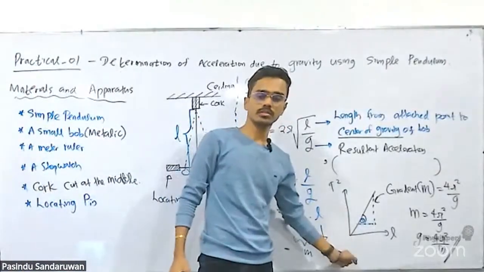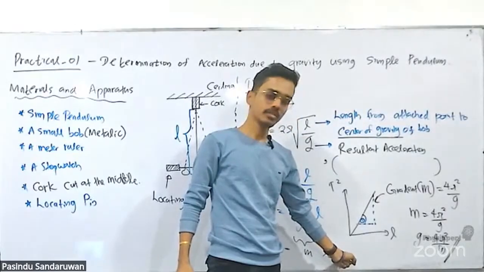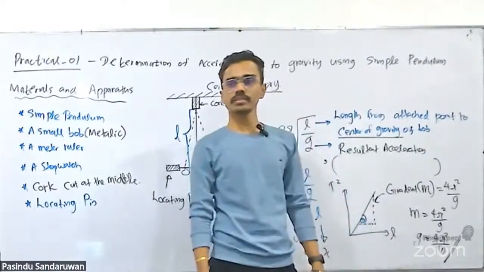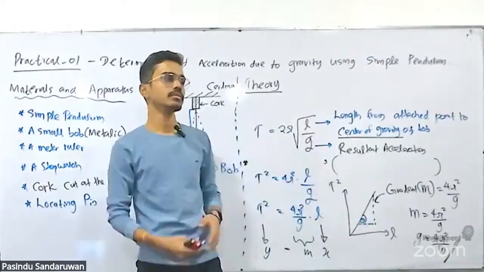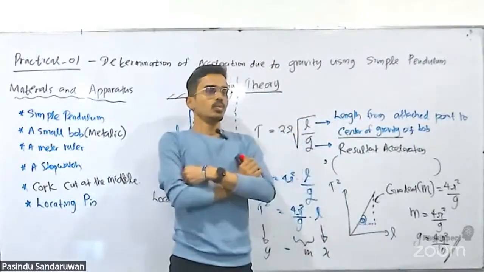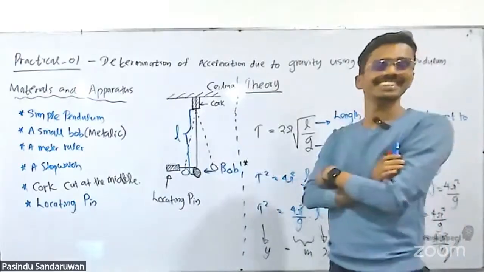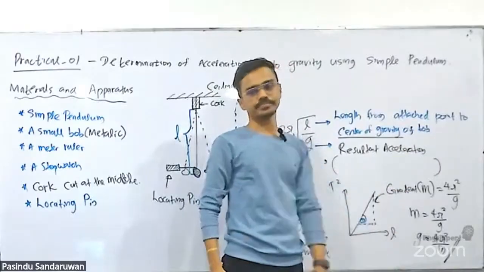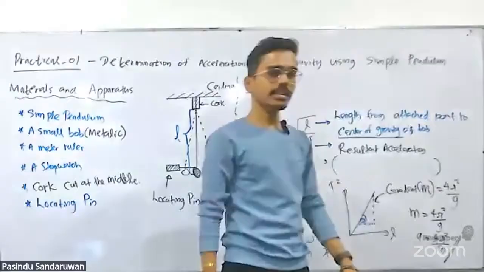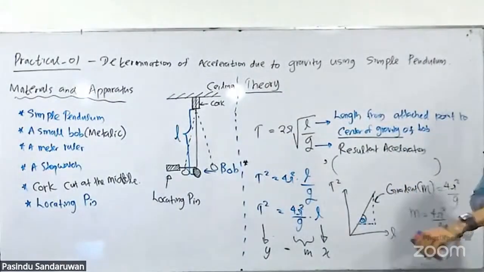Write down below with an asterisk mark: since the gradient of the graph, within brackets simple M, is known, G can be determined. Right. Okay.